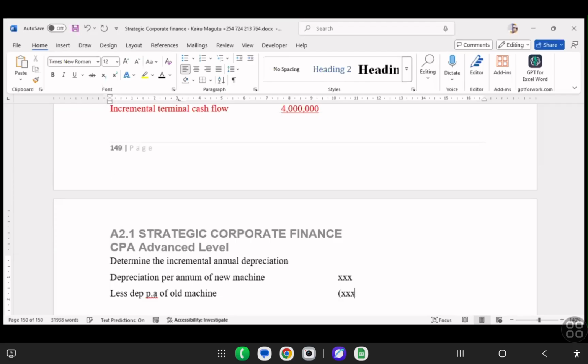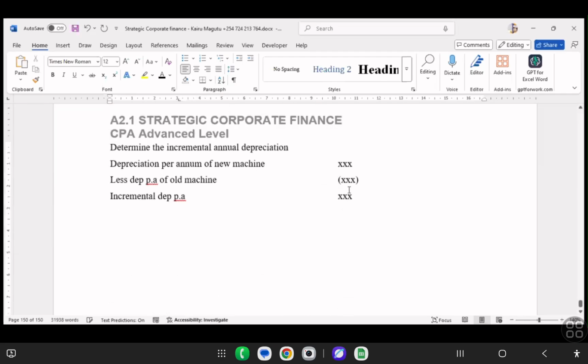So whatever we get here, this is incremental depreciation per annum. Now let's go to our question again. We need to determine or establish the depreciation per annum of the incremental depreciation. Let's get to that.